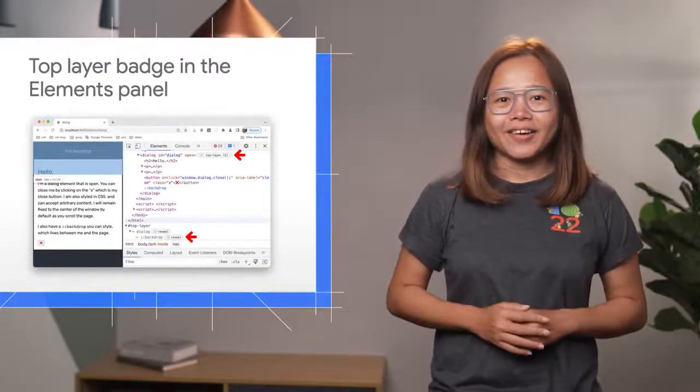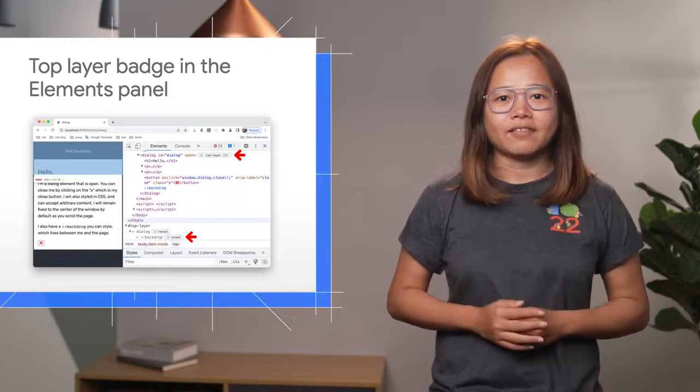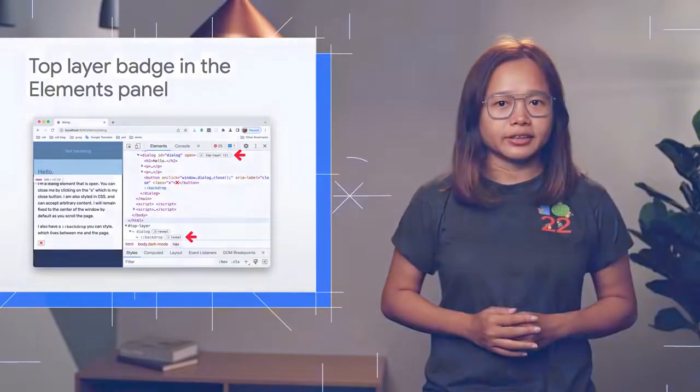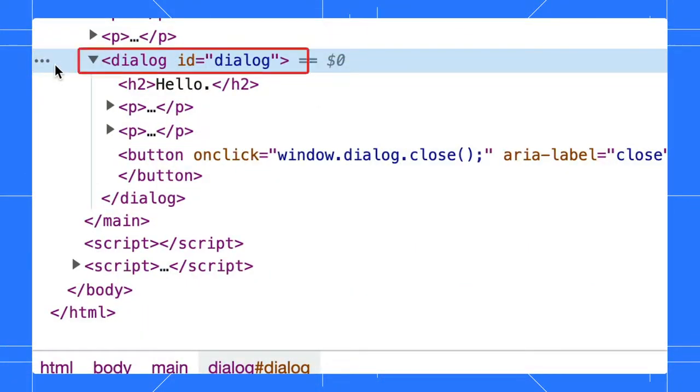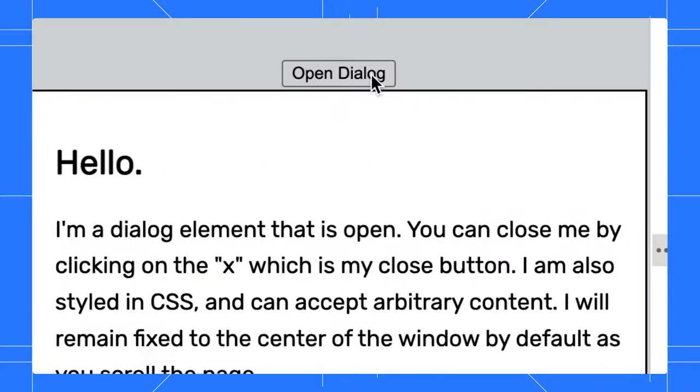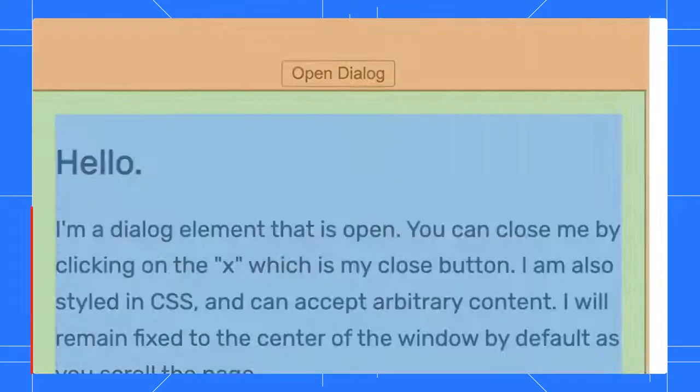Next, use the top layer badge to understand the concept of the top layer and visualize how the top layer content changes. The dialog element has recently become stable across all major browsers. When you open a dialog, what happens behind the scene is that the browser will put it into a top layer. The top level content will then render on the top of all others' content.